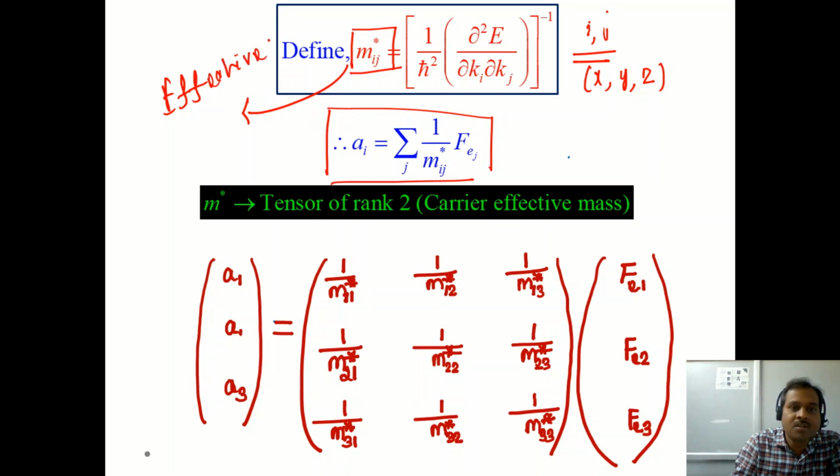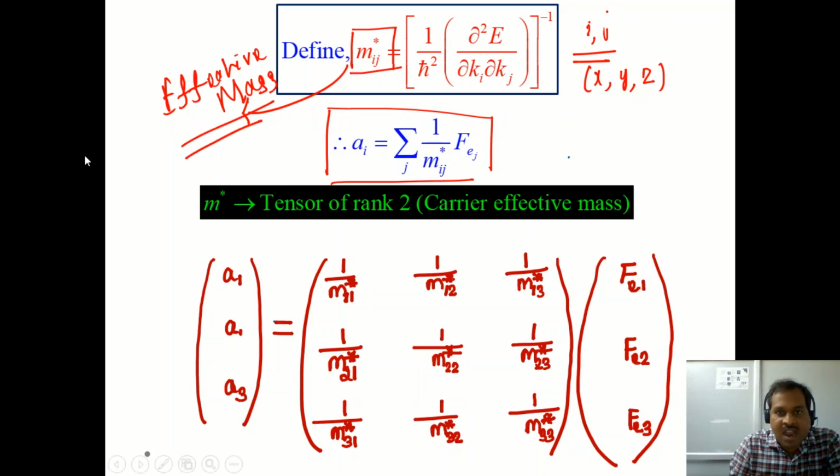It is not the classical scalar mass that we often deal with, it is a quantum mechanical entity, and it is related with the curvature of this E versus k diagram. This parameter is what? It is the curvature of the E versus k diagram. The slope is dE by dk, and d square E by dk_i dk_j is called the curvature of the E versus k diagram. And the effective mass will be a tensor of rank 2. So in different directions, it has different components.